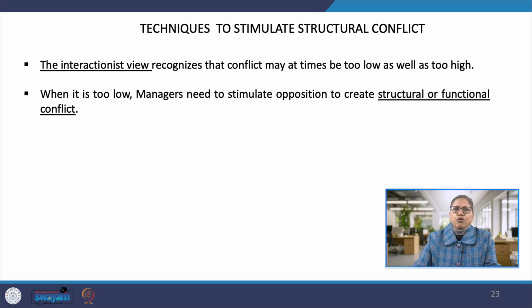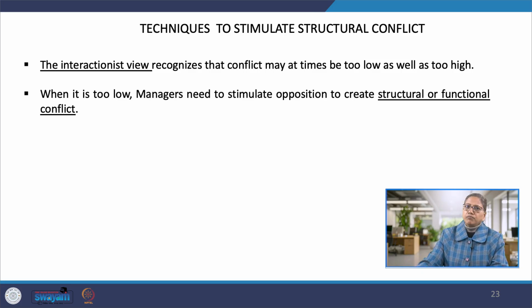If it is too low, then the group becomes complacent, and if it is too high, this will be detrimental for the organization. When it is too low, managers need to stimulate opposition to create structural, functional or task-related conflict. As we have learned a great deal about how to resolve conflicts, we also need to know about the techniques required to stimulate a moderate amount of conflict.